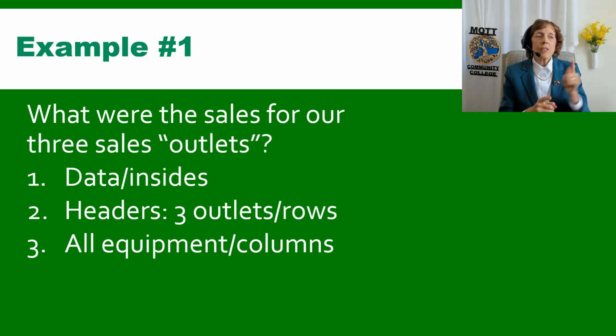For our headers, we said the three sales outlets. So we're going to have to select the outlet names so they'll show up on the chart. And then we want the sales for our three outlets, so all of the equipment categories, the four equipment categories. All right, we're going to hop over to the Excel spreadsheet and do it together.